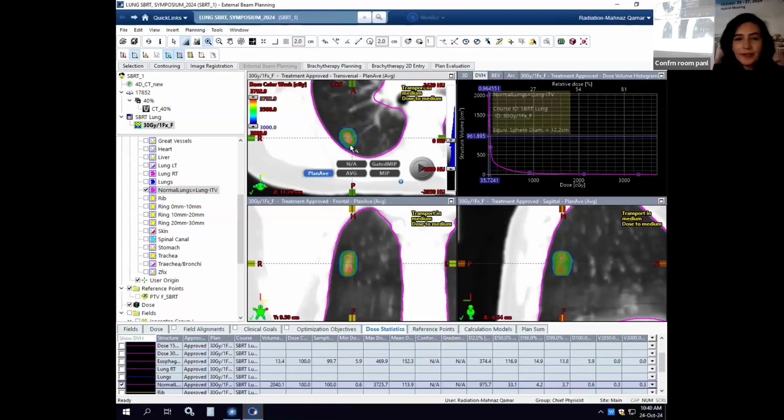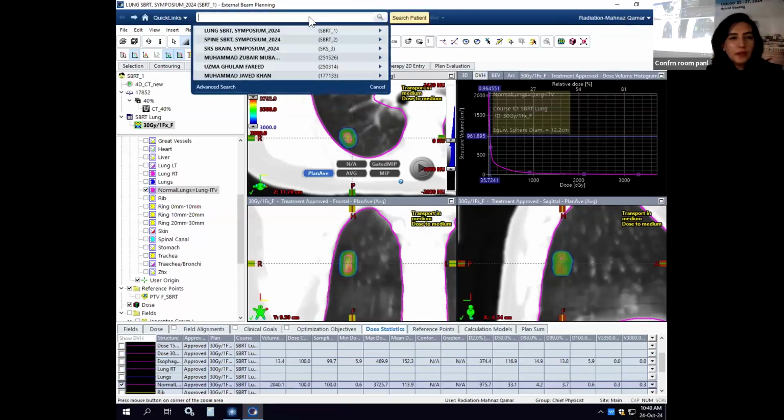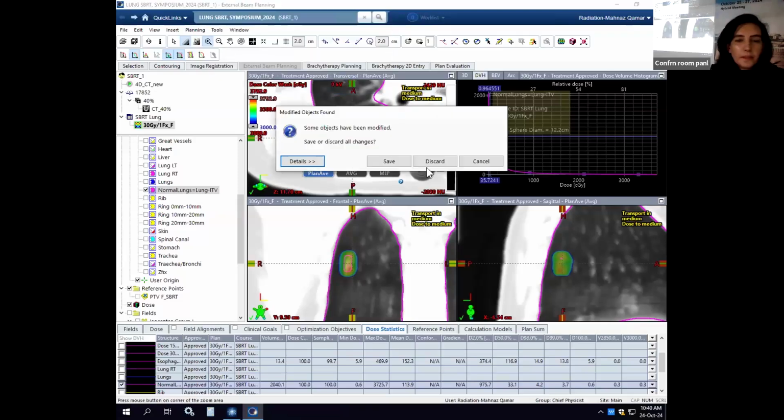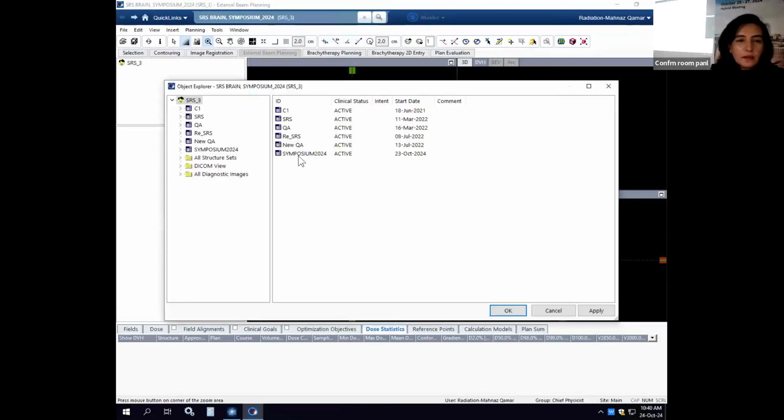Oh, okay. Since Mr. Rafi mentioned we have 30 minutes left, we will move on to one of our SRS treatments. This is the first time we actually treated 5 METs with a single isocenter.